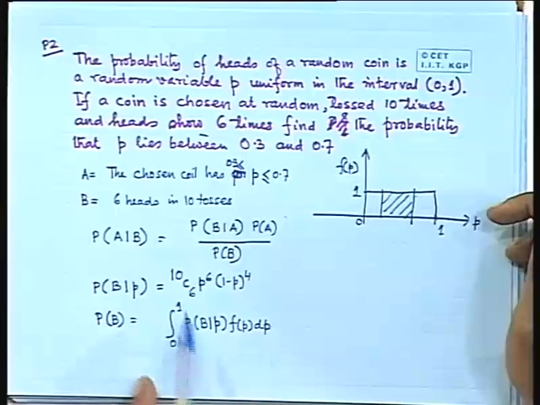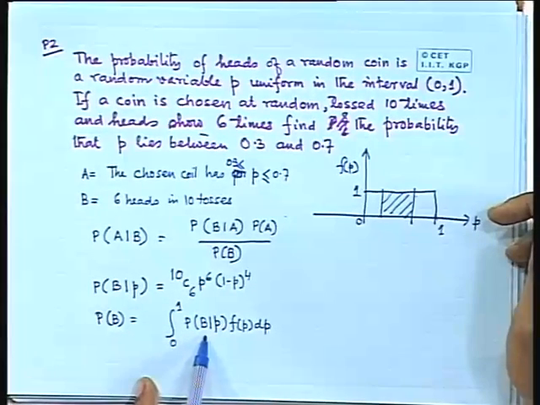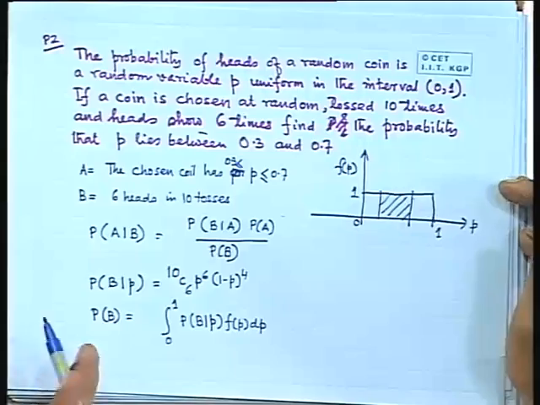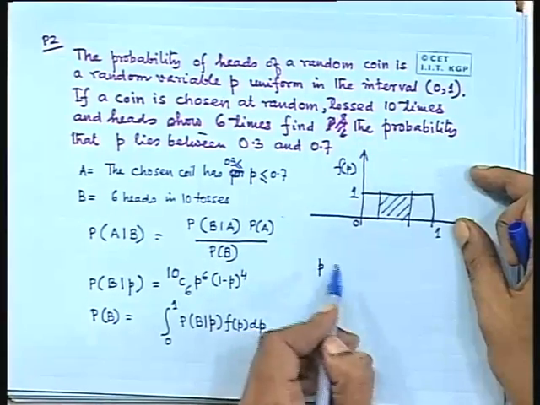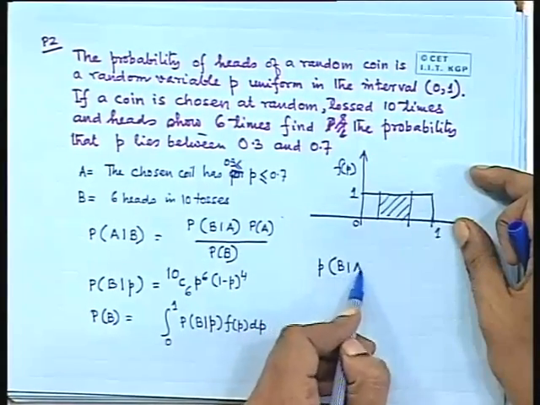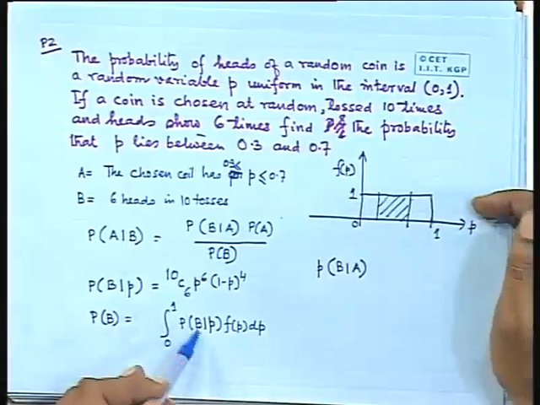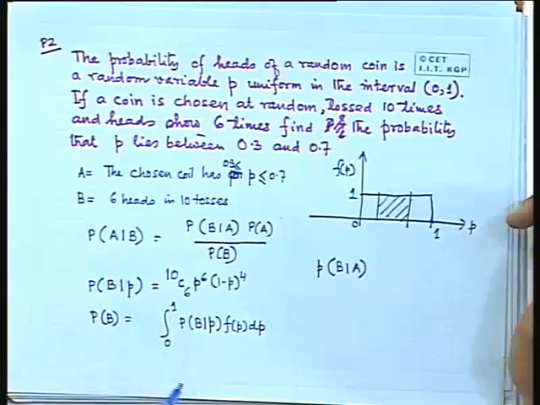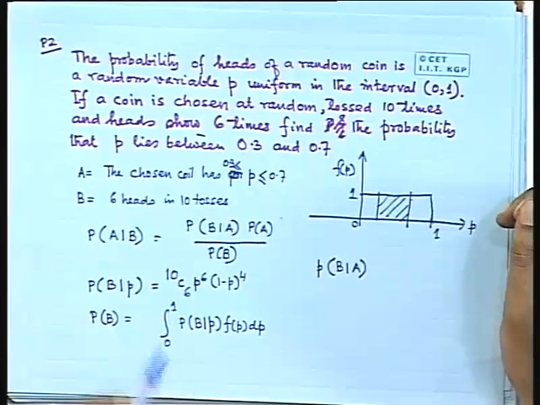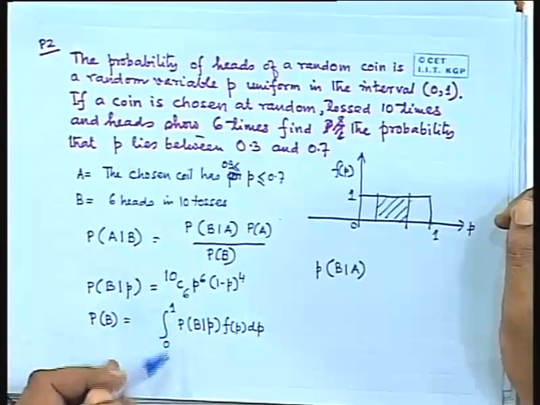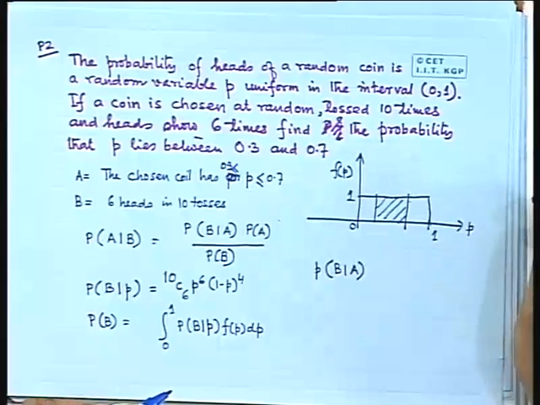So P(A) is 0.4, there is no doubt about it. P(B) also now we can calculate, we can simply put this here. That is reasonably simple to do. The tricky part is, what is the probability of B given A? Now the probability of B given A is not just this with limits between 0.3 and 0.7. That is not correct. You don't just change the integral limits here, because now you are given that the coin has probability between 0.3 and 0.7.